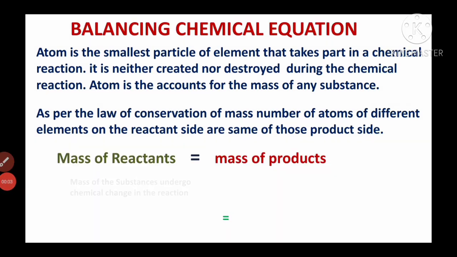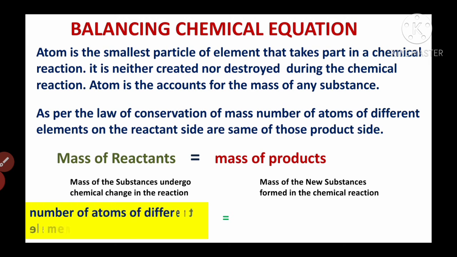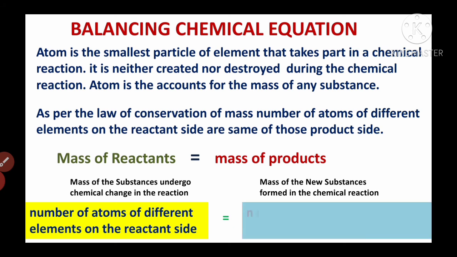The mass of the reactants should be equal to the mass of the products. Whatever substances undergo the chemical reaction, their mass should be equal to that of the substances formed during the chemical reaction. When is that possible? When the number of atoms of different elements at the reactant side is equal to the number of atoms of the product side elements. However many atoms are on the reactant side, the same number should be on the product side. Then the equation is balanced.